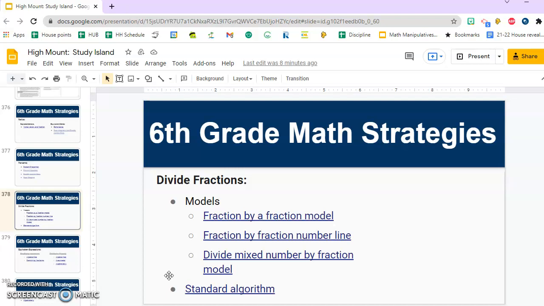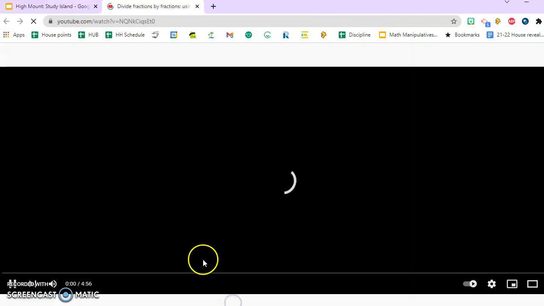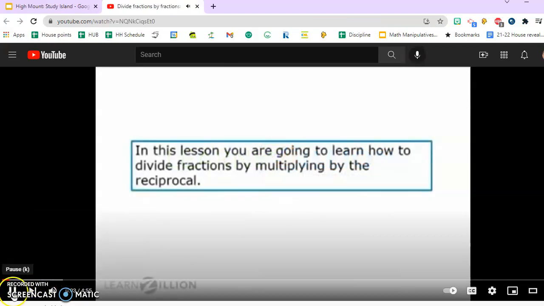First of all, we want to use math vocabulary, so we want to make sure that we're saying the reciprocal. So we're multiplying by the reciprocal. That's another thing: I tried to choose videos that used that kind of language. So you can see in this video, it's going to tell you multiplying by the reciprocal, not keep, change, flip, because we want our kids to be able to speak intelligently and mathematically.